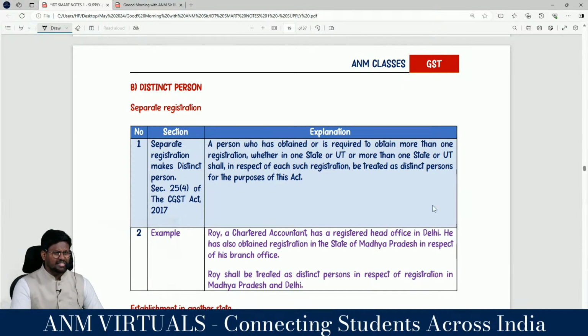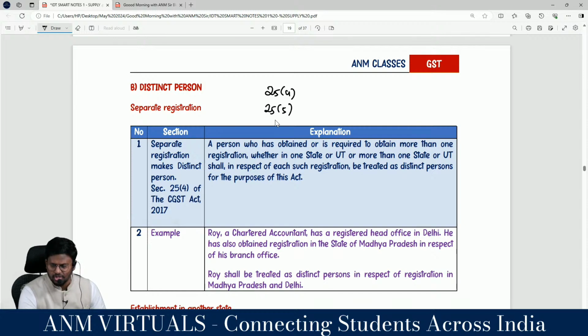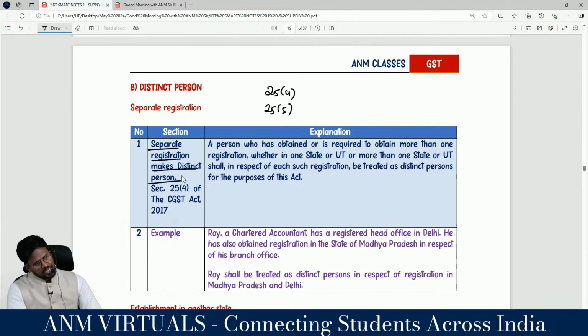So we understood who all are related persons. Now we are going to understand who all are distinct persons. Two things will make you a distinct person: Section 25 subsection 4 and Section 25 subsection 5. There are two sections talking about this. Separate registration makes a distinct person. For example, either in one state you are taking two registrations or in two states you are taking two registrations. Basically, with one PAN number if you are taking two registrations, then you will be treated as a distinct person for the purpose of GST.